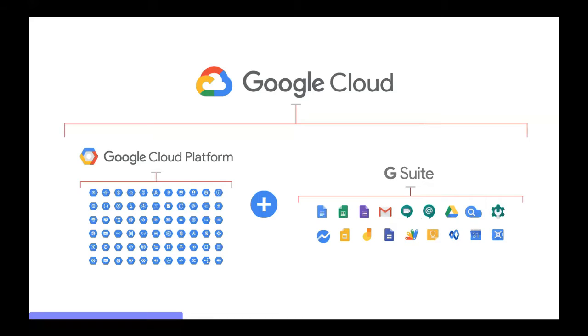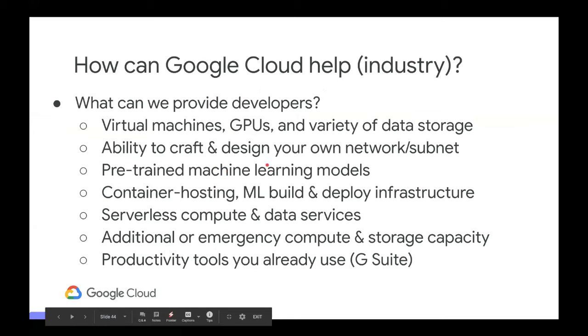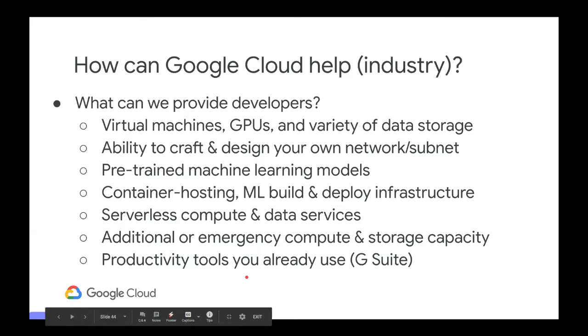All right, so how can we help all of you? Obviously we have virtual machines and GPUs and TPUs, lots of big disk, as well as other forms of data storage. We let you create your own network and subnets. We have our pre-trained machine learning models, which is what we're going to look at tonight. But we also have container hosting, and infrastructure to help you build machine learning models. We also have a lot of serverless compute and data services. We can also provide additional or emergency compute and storage capacity. If you have on-prem but need backup just in case bad things happen, we're there for you. And of course, you're already familiar with all the productivity tools in G Suite.